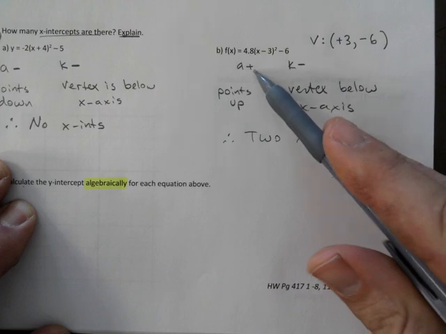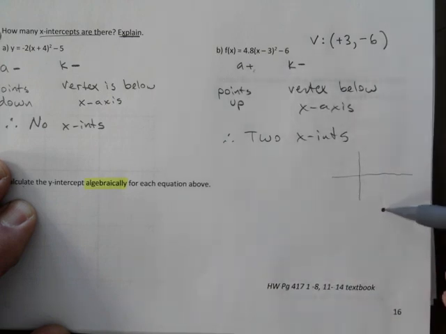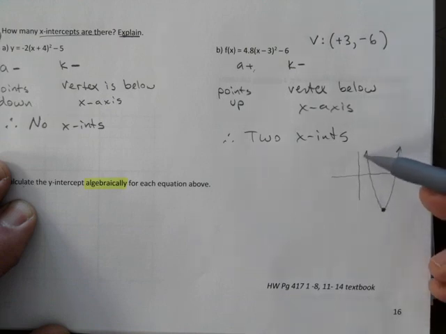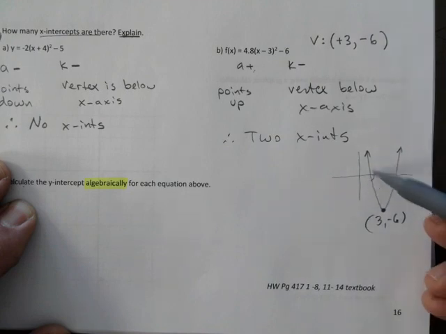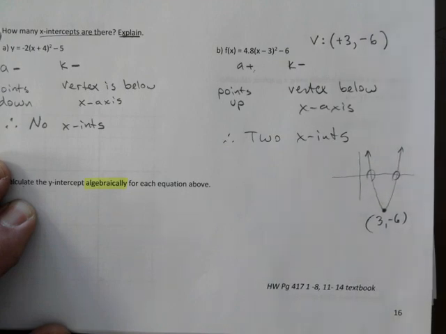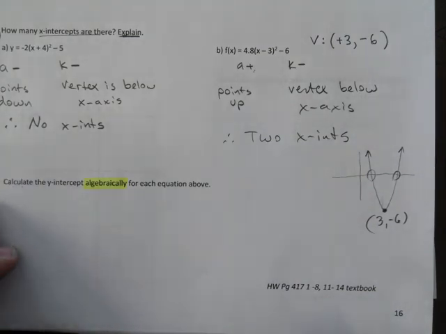And it points up, right? So I don't know if it's narrower. We know that because A is bigger than 1, but it'd be doing something like this. This is 3, negative 6 right here. So we've got two x-intercepts. Make sense? I don't have one x-intercept in this on this page, but it's coming down the road.